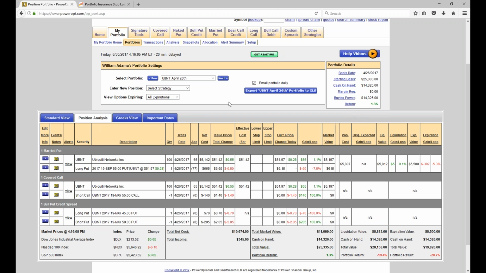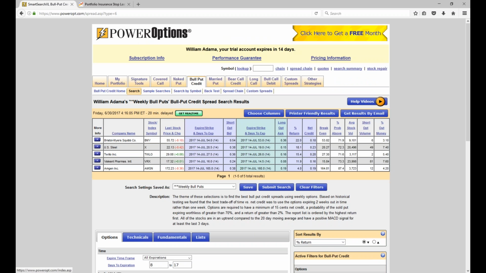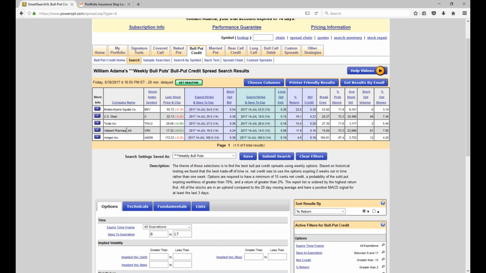Let's see if I can get the programmers to work on that actually. If I'm trading multiple credit spreads, that'd be a very useful tool. But what I can do is, if I found a spread on the search, or I enter one in my portfolio, let me just go to the search for bull put credits right now, for example. Okay, see the weekly bull put screen there.